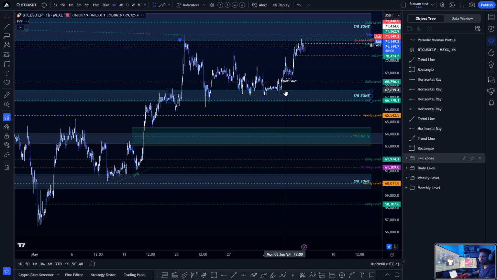If I were a betting man, I wouldn't say that it's going to hold anything. Just because V-shaped recoveries like this don't usually hold price like that. But, you know, time will tell. We will see.